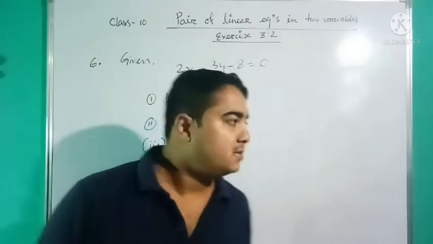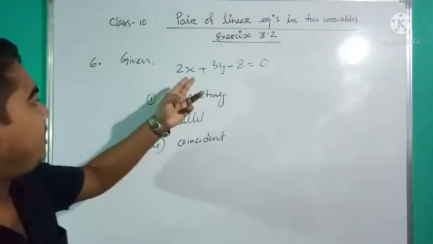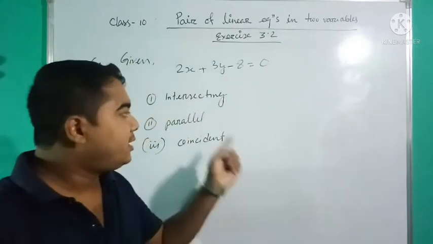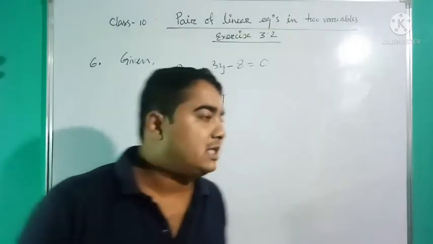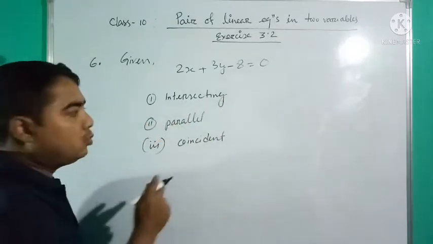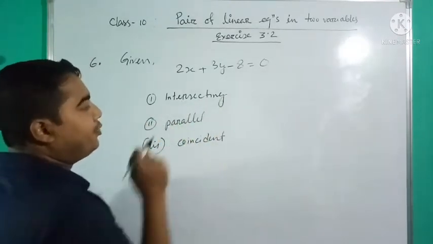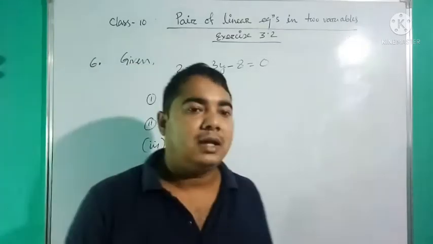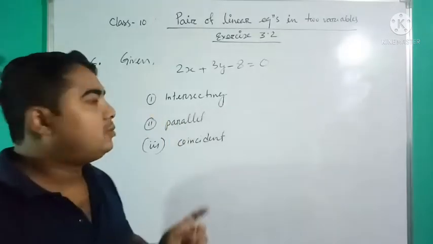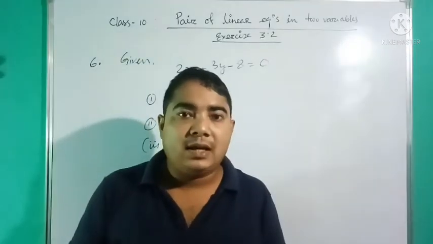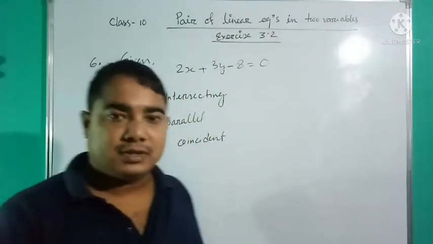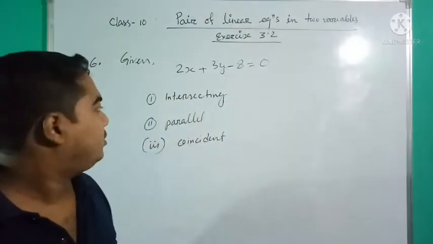Now question number 6: one equation is given, twice x plus thrice y minus 8 equals 0. Now we need to make the second equation so that they satisfy condition number 1, intersecting, next condition number 2, parallel, and condition number 3, coincident. That means one equation is given. Now we need to make the second equation, and according to question number 1, they will satisfy the intersecting condition, for question number 2 the parallel condition, and the third the coincident condition.